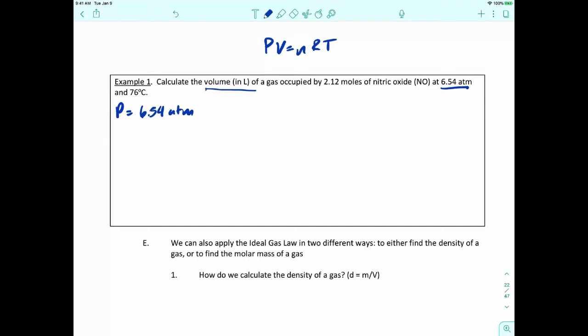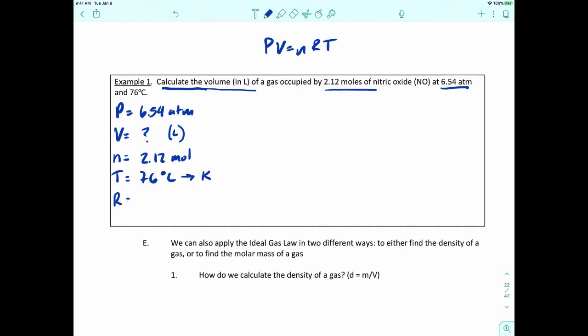Volume, that's what we're looking for, so I'm going to put a question mark. That's the unit we're looking for, and it's defined that we need it in liters. N, number of moles: we're told that we have 2.12 moles, so let's put that in. T, the temperature: we're told that we're at 76 degrees Celsius. This is a problem because we're going to have to convert this to K at some point, so I'm going to make a little note there.